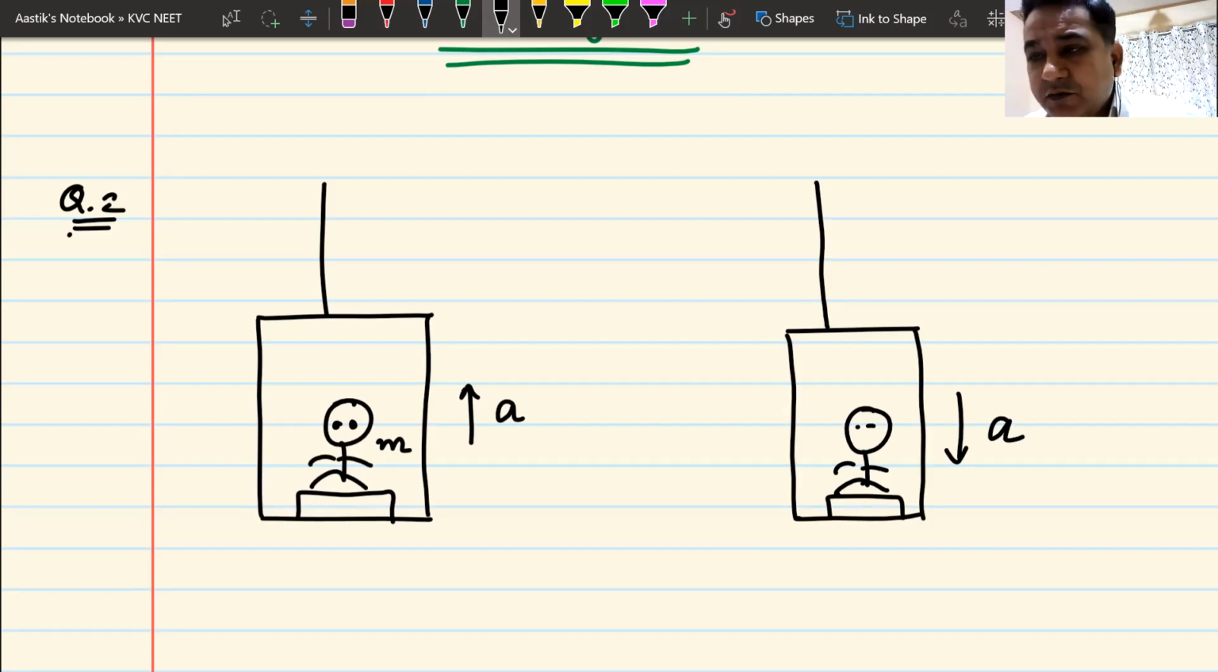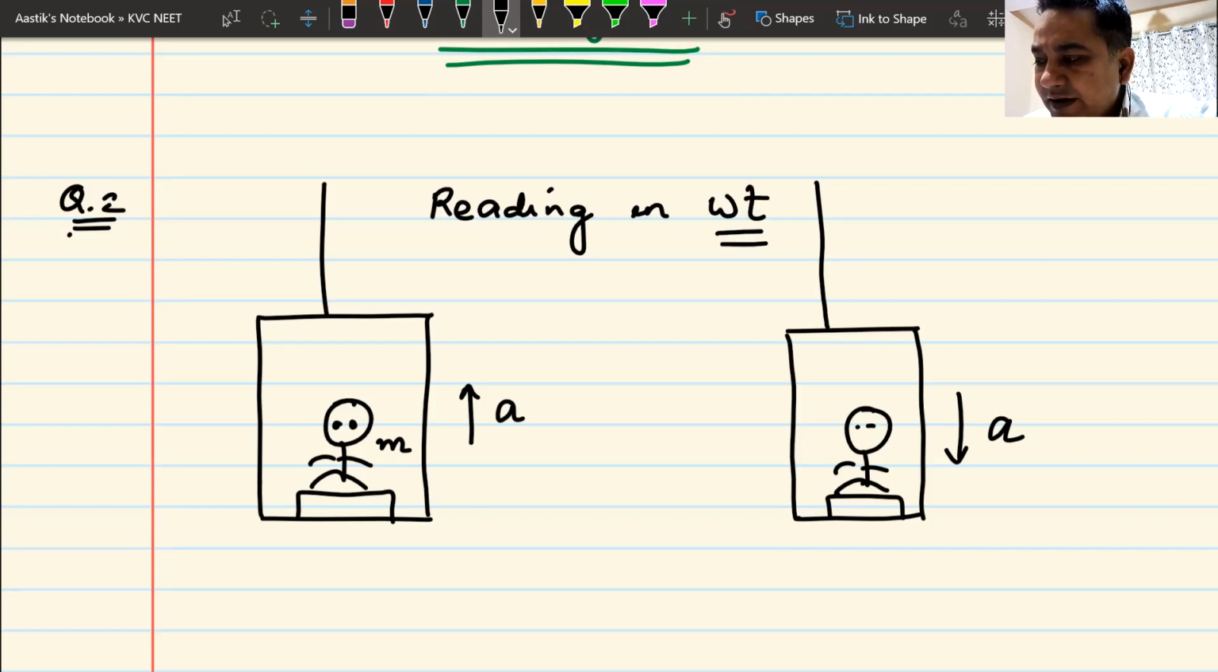In both the cases, we have to find what is the reading in the weighing machine. Remember, we have done weighing machine. The reading in the weighing machine is the value of normal reaction. Do you remember this? Reading in the weighing machine is the normal reaction. So basically, I'm asking you to find the normal reaction in the two cases. I'll give you 2 minutes.